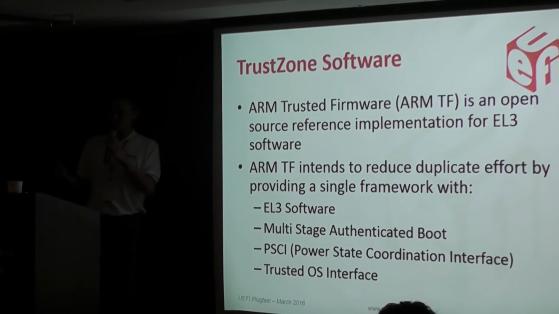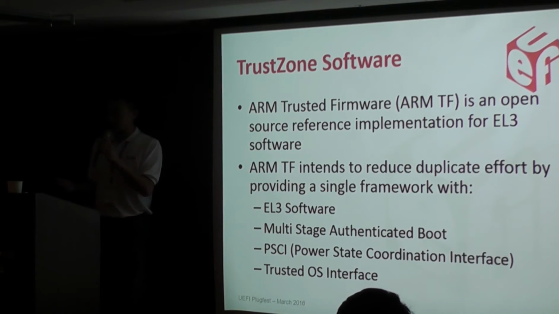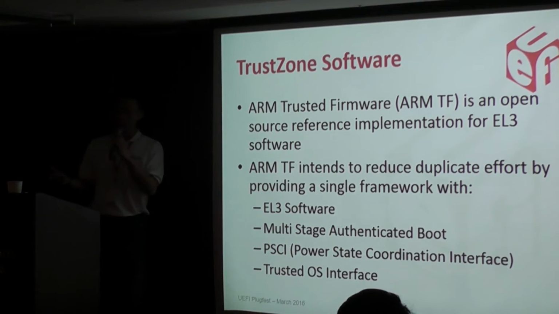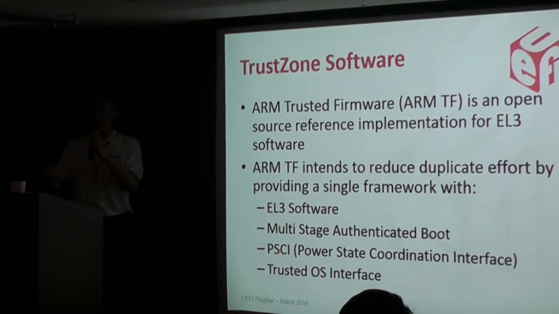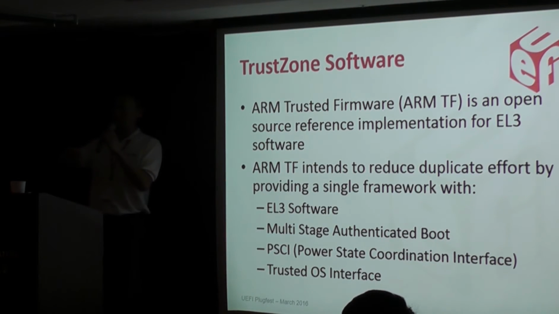So first is EL3 software. As we say, EL3, exception level 3, is mainly for context switching between the normal world and the secure world. It also supports a multi-stage authenticated boot. For the ARM world, there are different firmware bootloaders, so you can sign and have an integrity check before giving control to it. And PSCI stands for Power State Coordination Interface, a power management service, so a runtime application can invoke the power management service during runtime. And the Trusted OS interface is like a gate between the Trusted Firmware and the open source secure OS implementation.